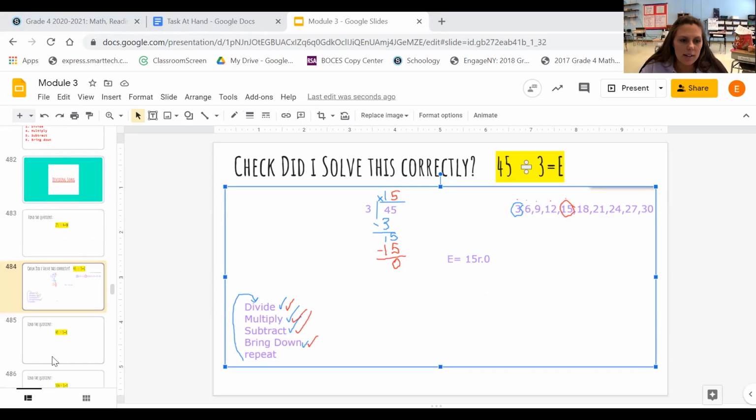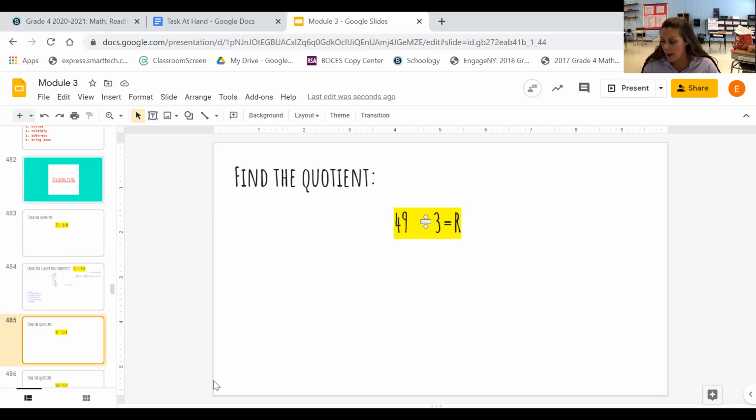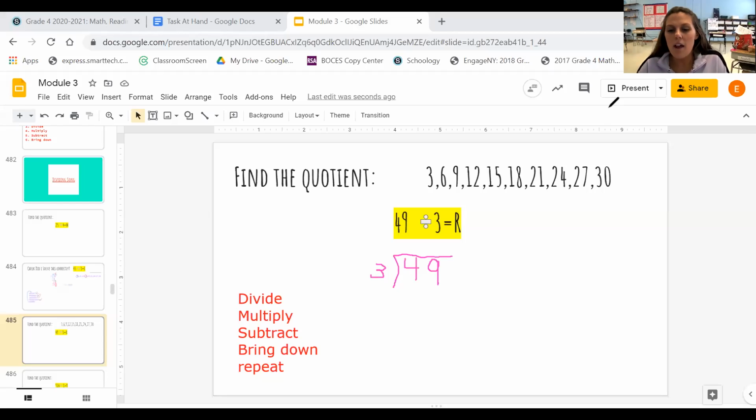Our next equation, we're solving 49 divided by 3. I'd like you to pause your video, list your multiples, list your steps, and then double check with me. All right, friends, so you should have listed your multiples for the divisor, which is 3. I like to list 10 of them. Then you listed your steps.